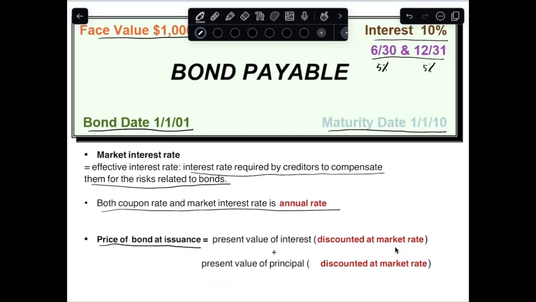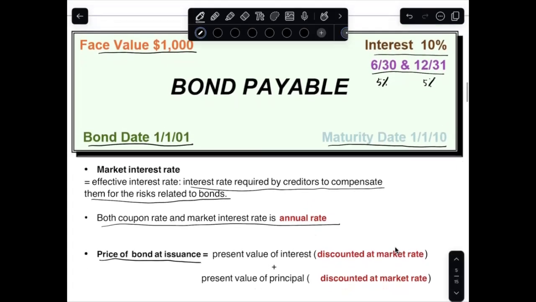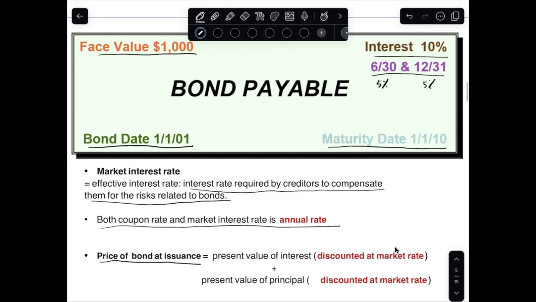There are two parts. First, we should calculate the present value of interest. Every period, June 30th and December 31st, you get a fixed interest payment. Here, in this case, it is 5% of the 1,050. So for every period, you get the $50. That's very similar to the PVA, right?